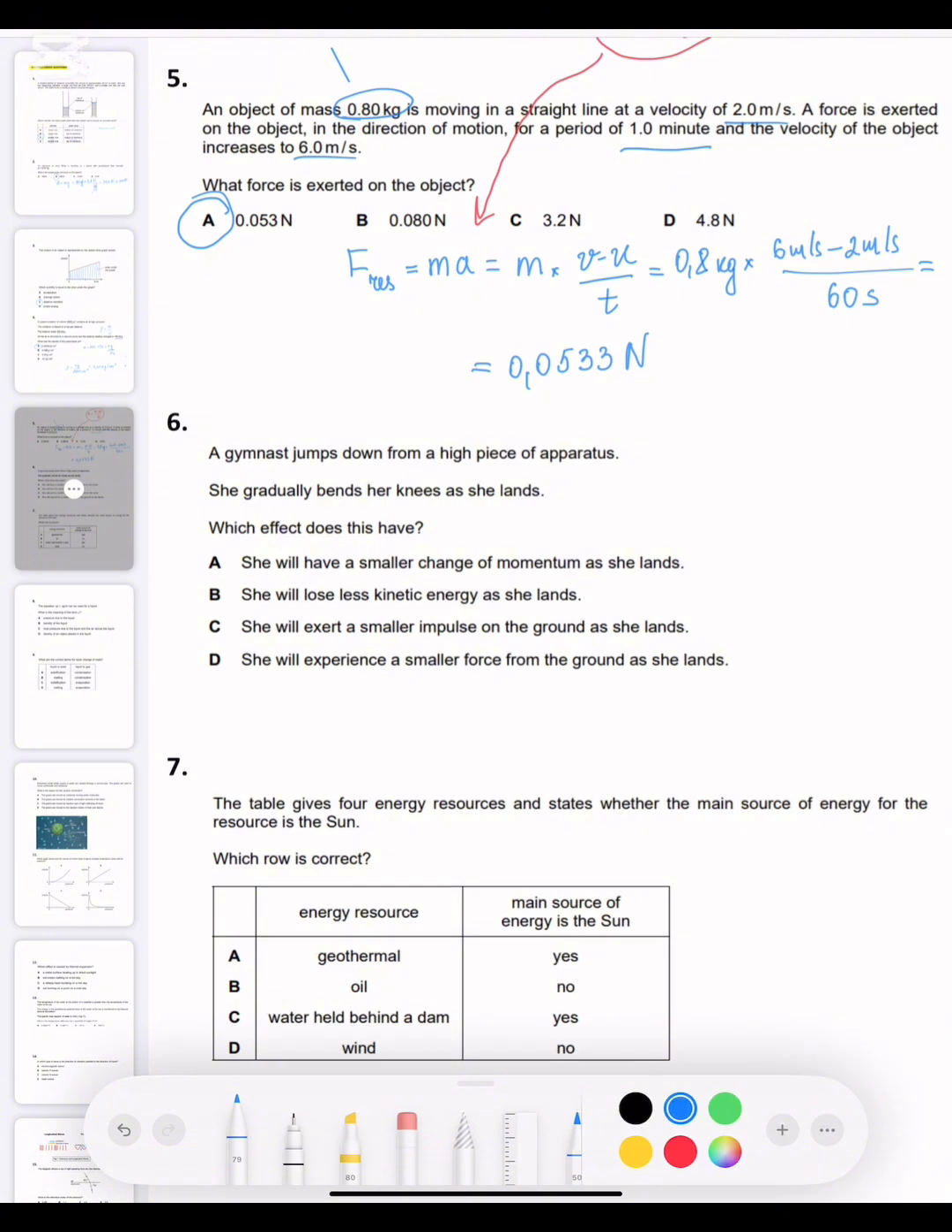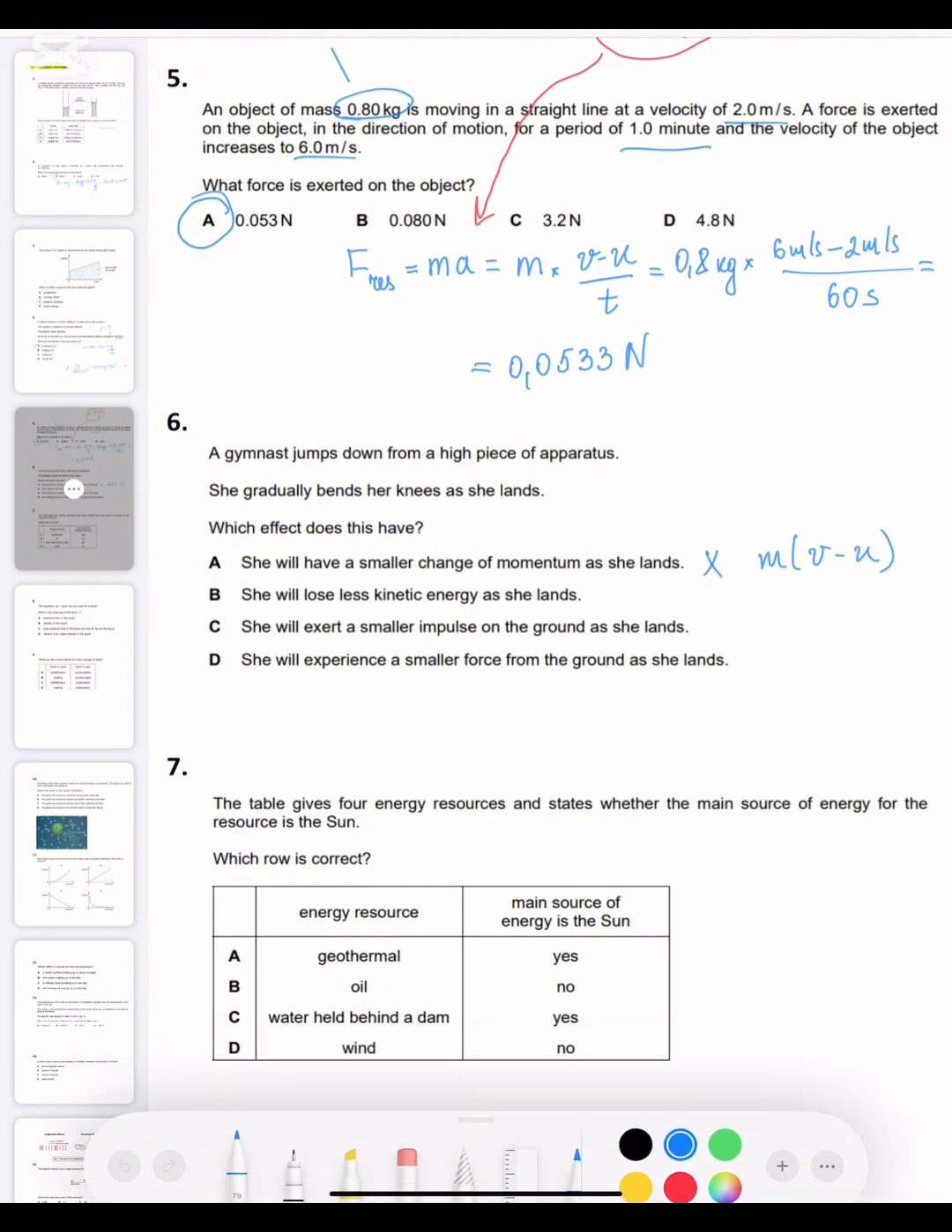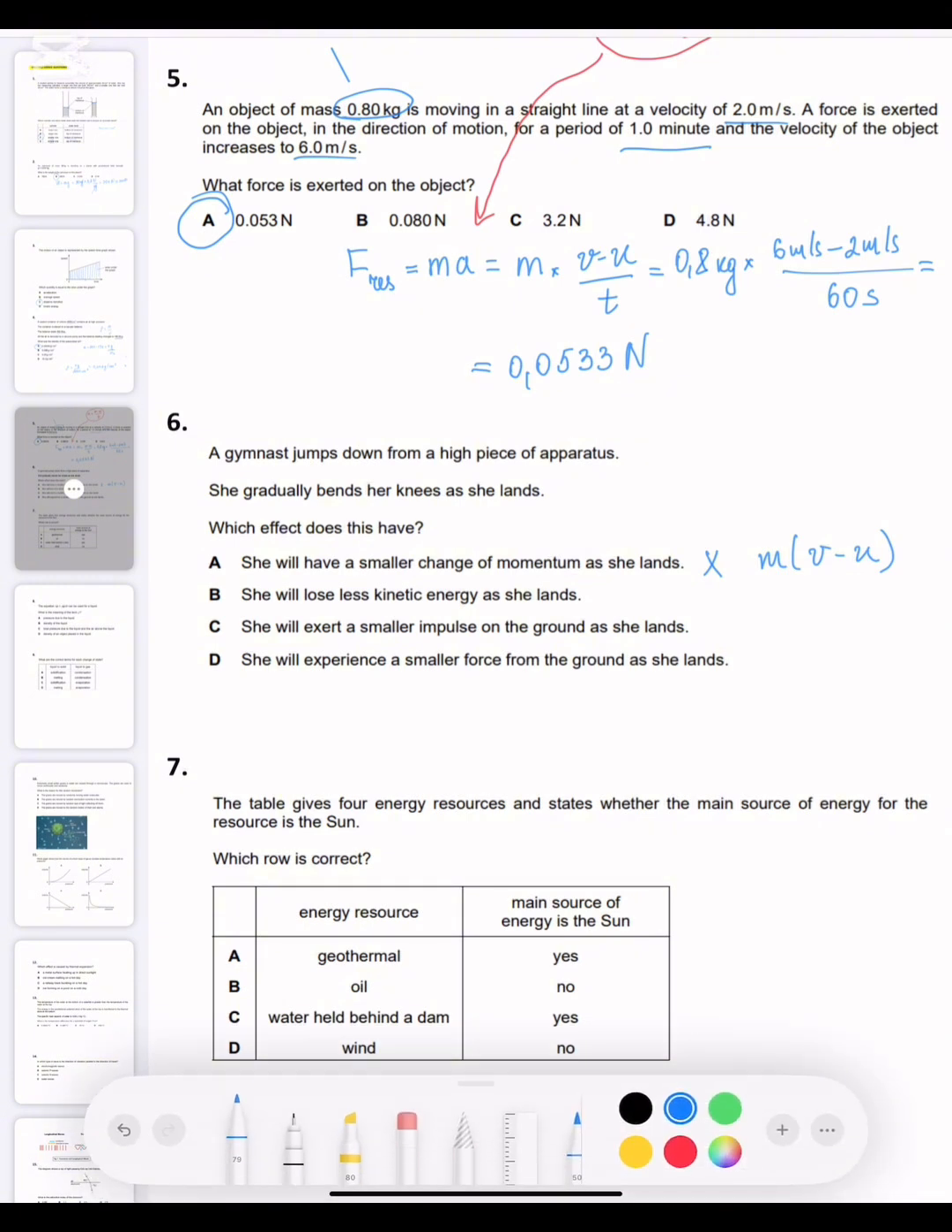She will have a smaller change of momentum as she lands. This is incorrect, because the change in momentum is determined by the gymnast's velocity when she hits the ground and her final velocity, which is 0 when she stops. So the change in momentum is the same regardless of how she lands.